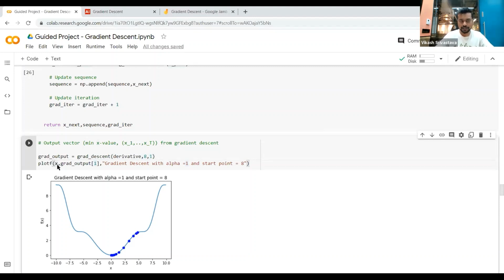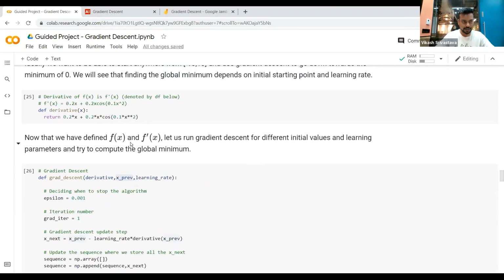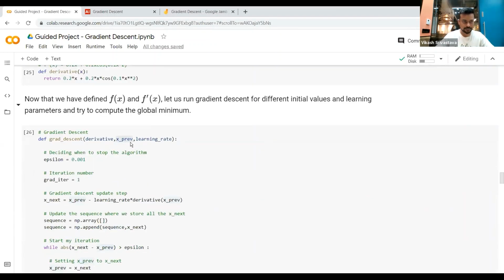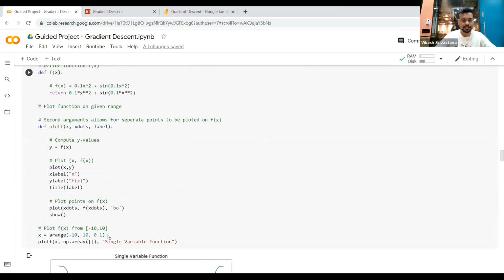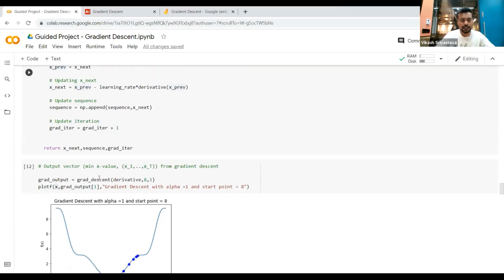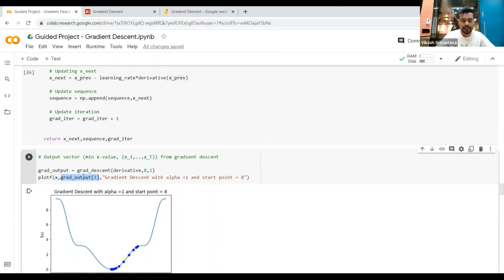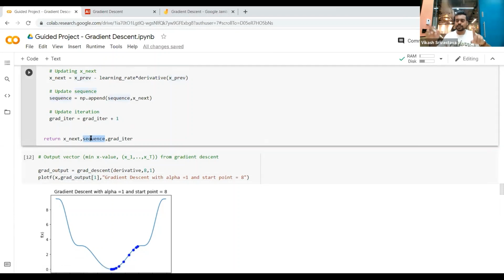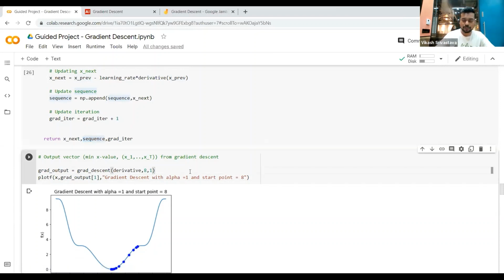And here what we are plotting: we have the x from here. Remember, x is this particular range which is between -10 to 10 at an interval of 0.1. That is our x, and we are plotting the gradient output with the index 1. That is the second element, so that is essentially the sequence. The sequence is again an array of the same number of elements. So let's go ahead and run this.